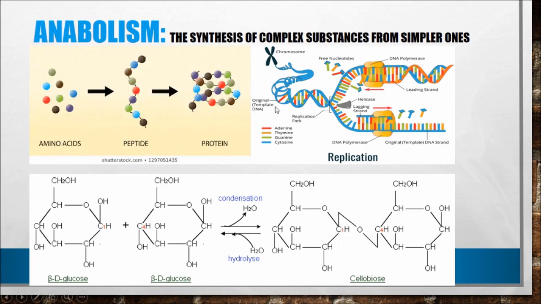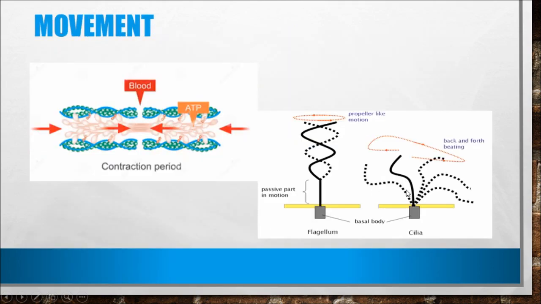If you look at the next picture, we can see DNA replication. During DNA replication, free nucleotides, the simpler ones, can make polynucleotides. And let us give one example from carbohydrates. We can see here that beta glucoses can come together and make cellulose.